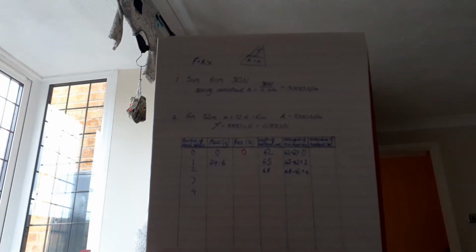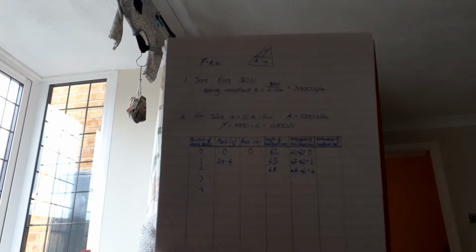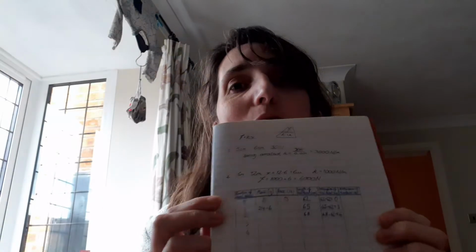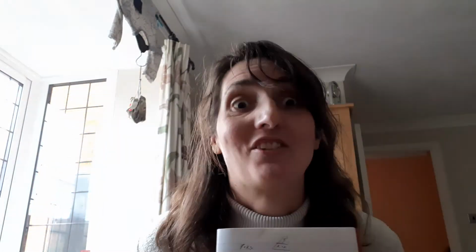Okay, so 65 minus 62 is 3. 68 minus 62 is 6. So for every chocky bicky, we are getting 3 millimetres longer, and that's worked for 2 of them. Let's see if our third one gives us another 3 millimetres, which should take us up to 71 millimetres. I'm really excited to see if this works.